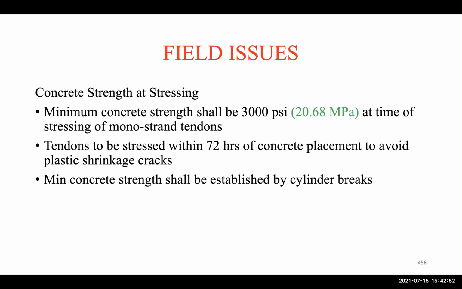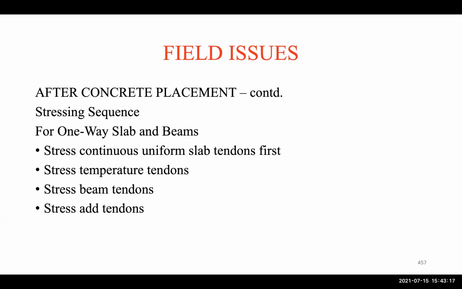Okay, concrete strength at stressing minimum of 3000 psi. We talked about that last time. Tendons to be stressed within 72 hours of concrete placement to avoid plastic shrinkage. So we have to have that 3000 psi strength achieved before the 72 hours, and the minimum concrete strength shall be established by cylinder breaks. That is taken at the time of casting, of course, and then tested in the lab.